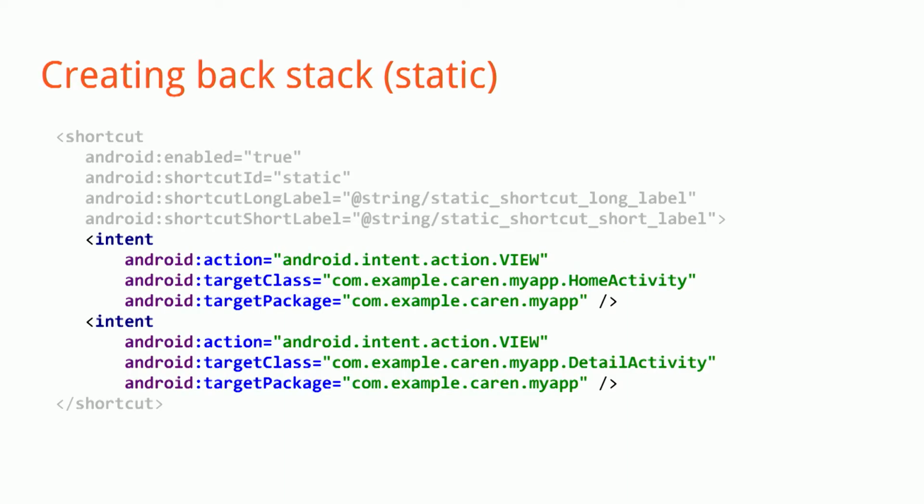But the way you would create a backstack when you're creating shortcuts is just through multiple intents. So you're building intents on top of each other. In this case, the first thing in my XML file, I have an intent to open the home activity, and then I put another intent on top of that to go to the detail activity. So since I have these two intents built on top of each other, I'm going to go into the detail activity, but right under my stack of the detail activity is going to be the home activity.